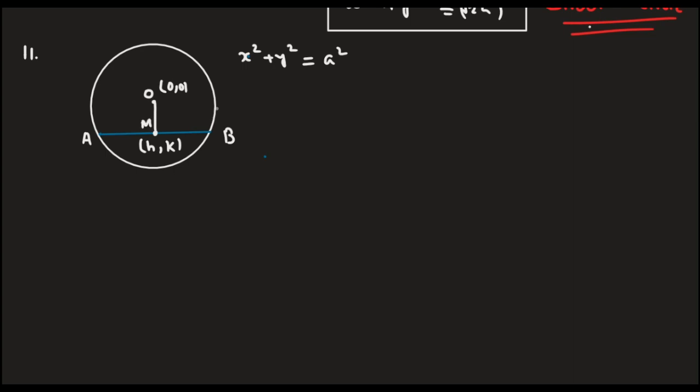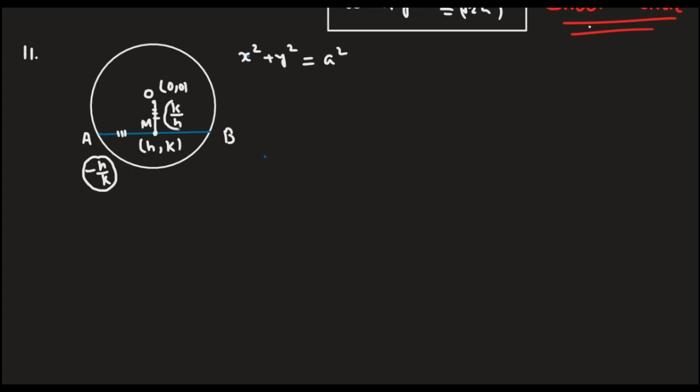As a result I am able to find the slope of this line OM. The slope of this line OM is nothing but k by h. So what about the slope of this line AB? The slope of the line AB is minus h by k. So since we know the slope of the line, and we also know that the line passes through the point h comma k.